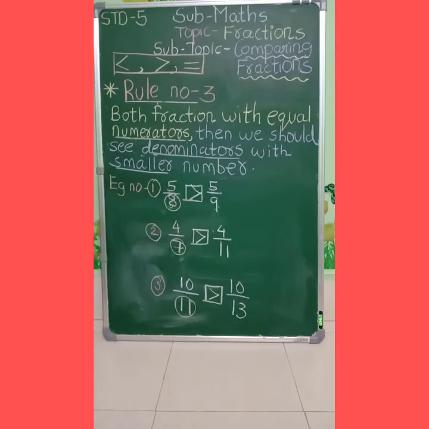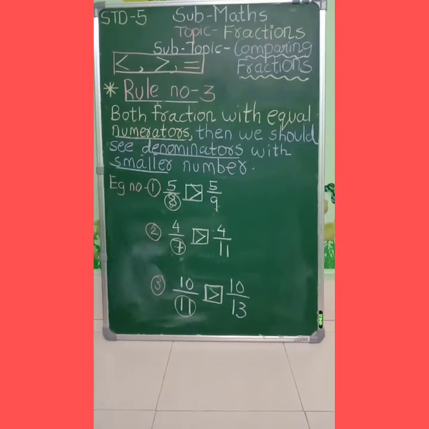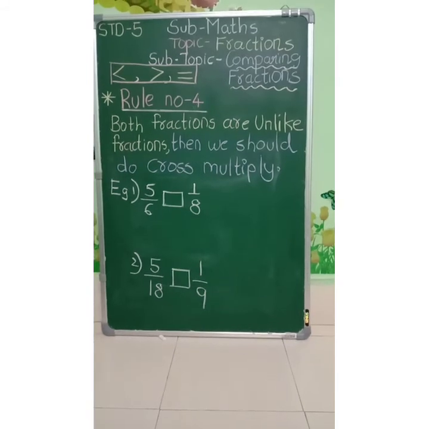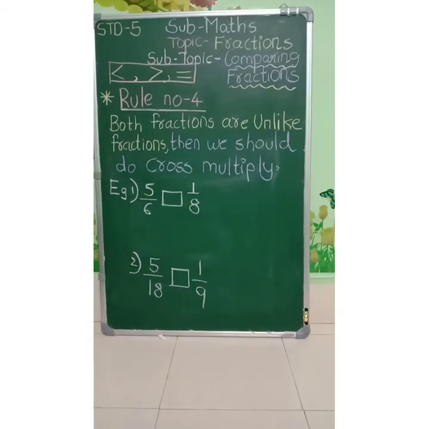Okay students, now we are going to learn rule number 4. The last rule is that both fractions are unlike fractions. See, 5 upon 6 and 1 upon 8. All the numbers are different: here 5, here 6, here 1 and here 8. These are called unlike fractions. Then we should do cross multiply.